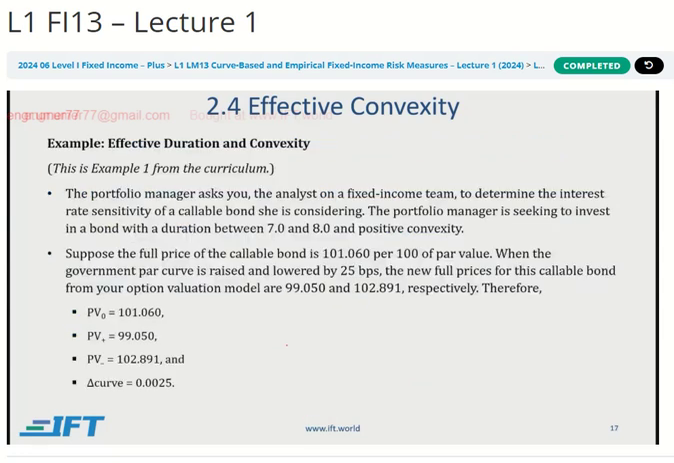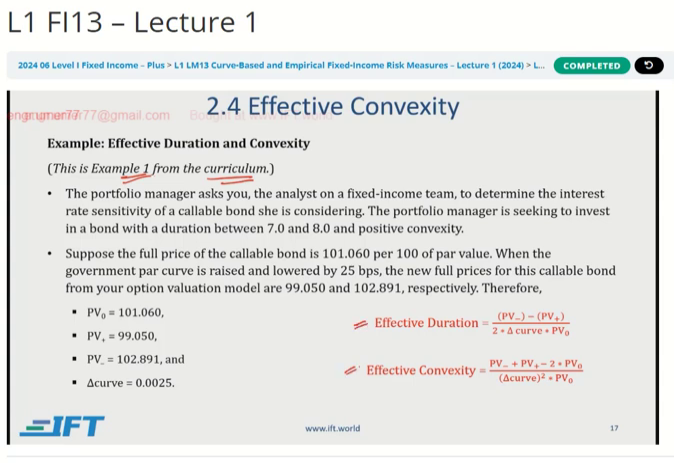Anyways, guys, what I want you to focus on is, again, getting your hands dirty and doing these calculations, right? So this is from the curriculum, example 1. And it's not just the calculations that I want you to do. Not only do I want you to calculate effective duration and effective convexity, which is now baby stuff for you, but I want you to start analyzing this. So this is the statement I want you to focus on, that the portfolio manager is seeking to invest in a bond with a duration of between 7 and 8 and positive convexity.